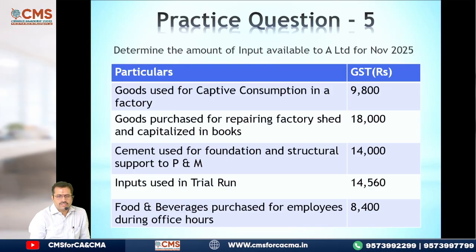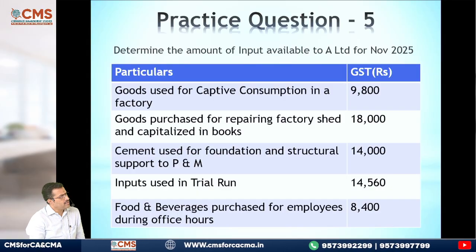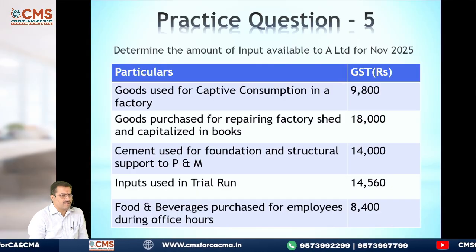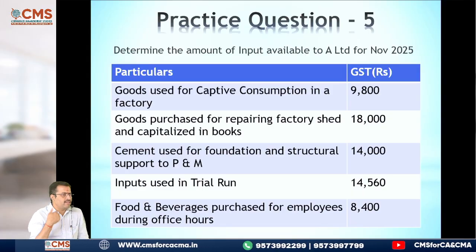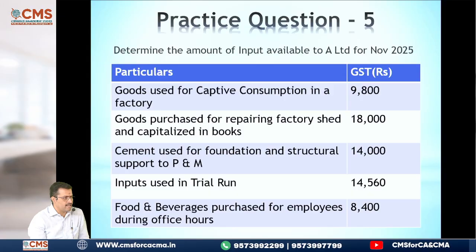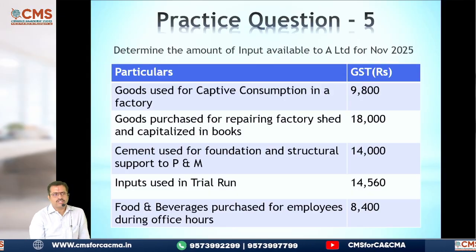Next, inputs used in trial run. Come on. Why? You will be eligible to avail. Trial run is in the course or furtherance of business, not a metro trial run and all. Trial run is to see whether the goods are properly working or not. That's correct only. Last, food and beverages purchased for employees during office hours.